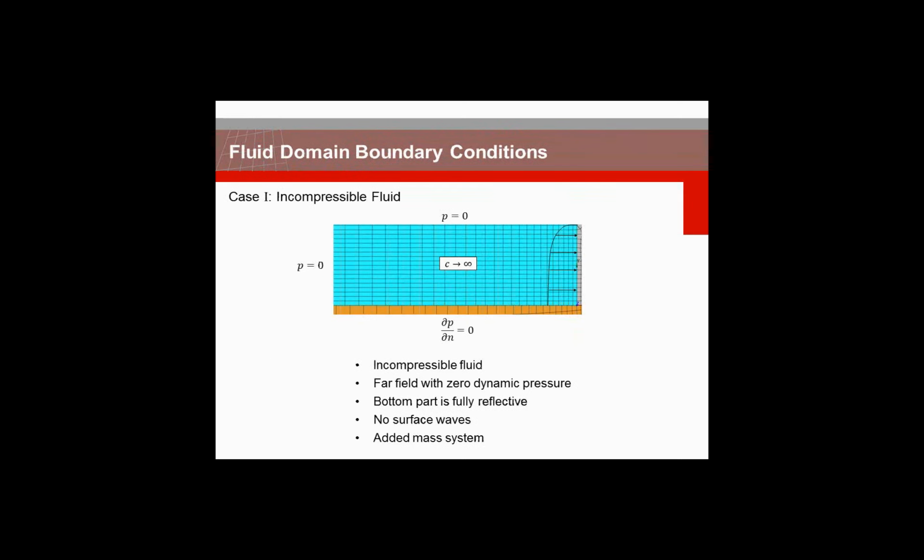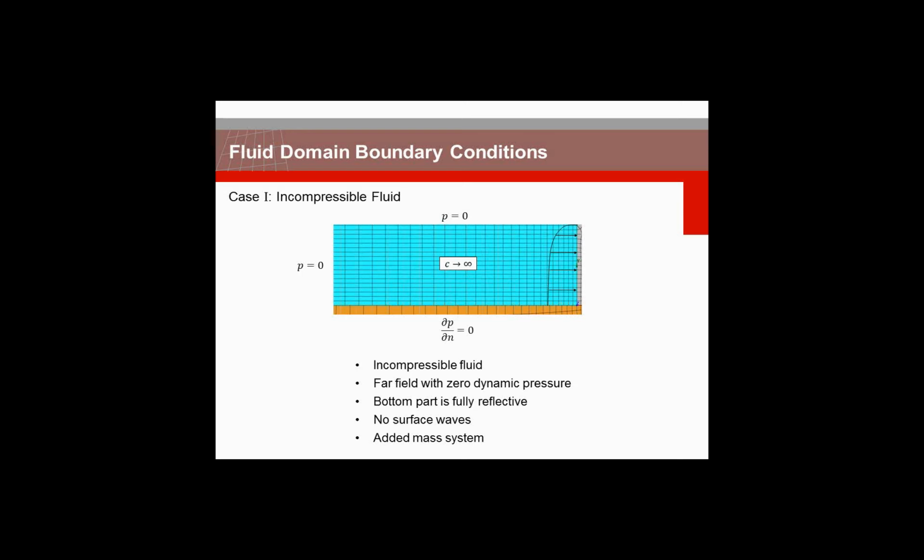Based on this previous scalar equation, we have now to define the boundaries of the fluid domain. The fluid domain is this cyan rectangle we see in the figure, and we have four boundaries: top, bottom, left, and right. And we can define them in two cases. We've chosen to show two ways we can define these boundaries.